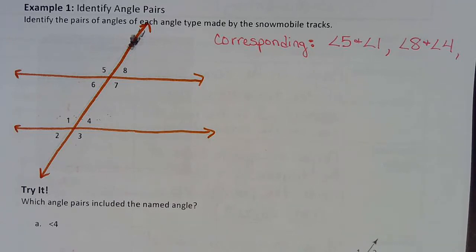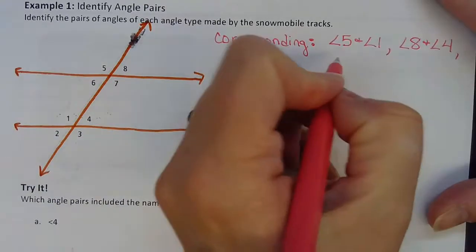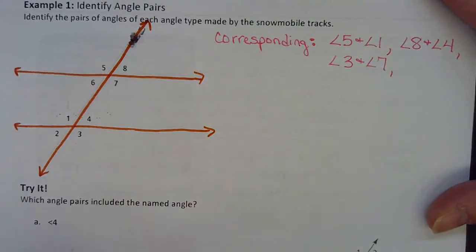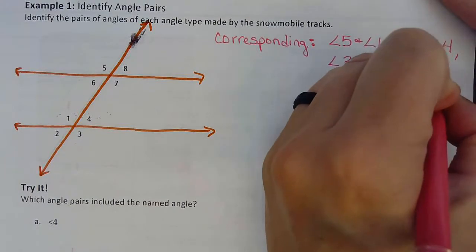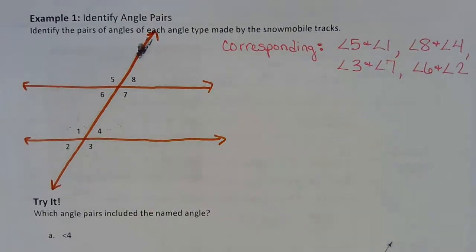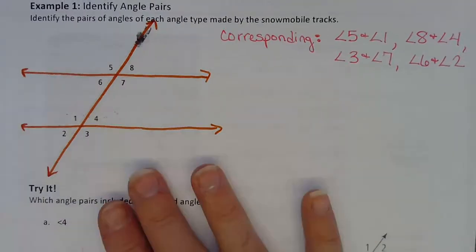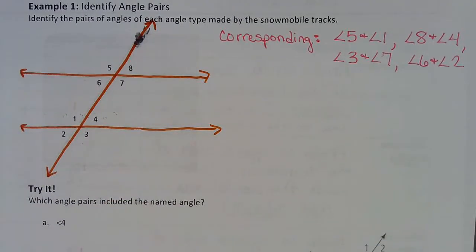Ella, go for it. 3 and 7. Ashton, give me the last one. 6 and 2. Angle 6 and angle 2. So those are all of the pairs of corresponding angles on this picture. That's it. That's all we could find.